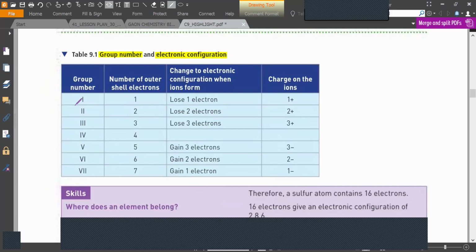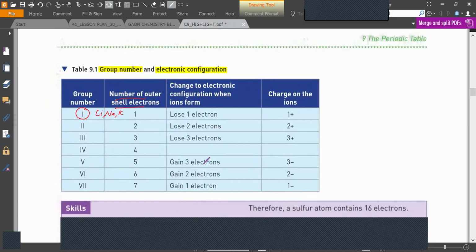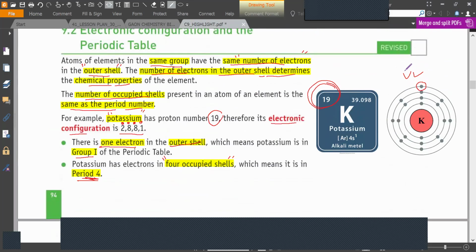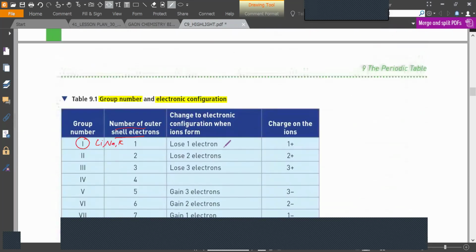Some of the points that we need to pay attention to. Group 1, for example lithium, sodium, potassium, have one outer electron. How do they get the full shell? They will lose the outer electron. Lose one electron, they will get the charge plus 1. Group 2.